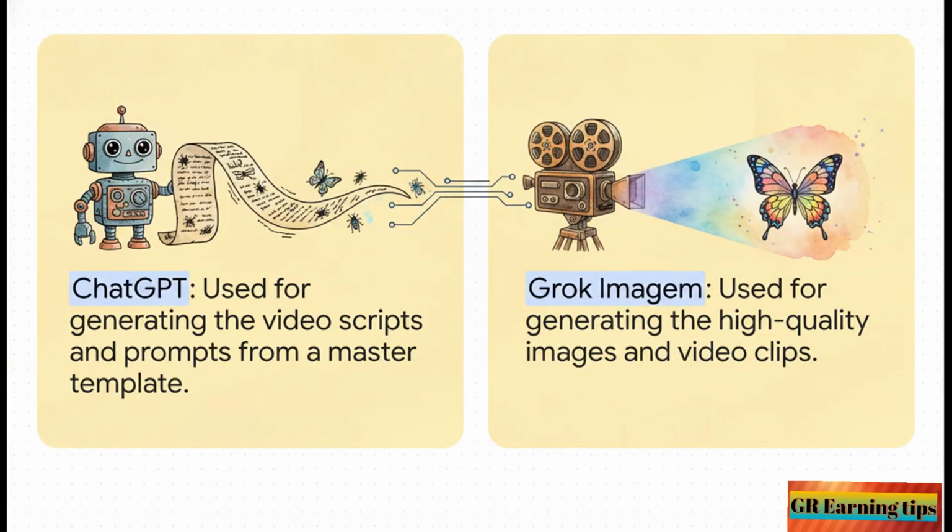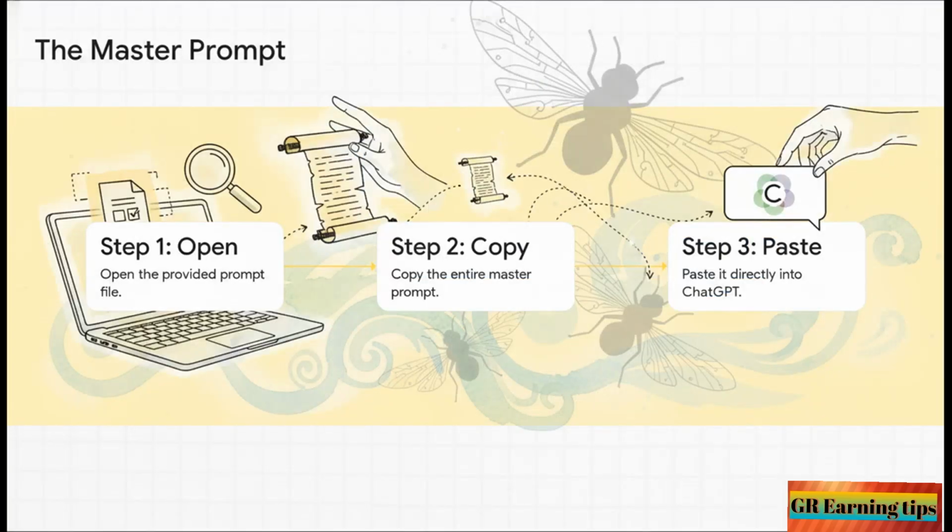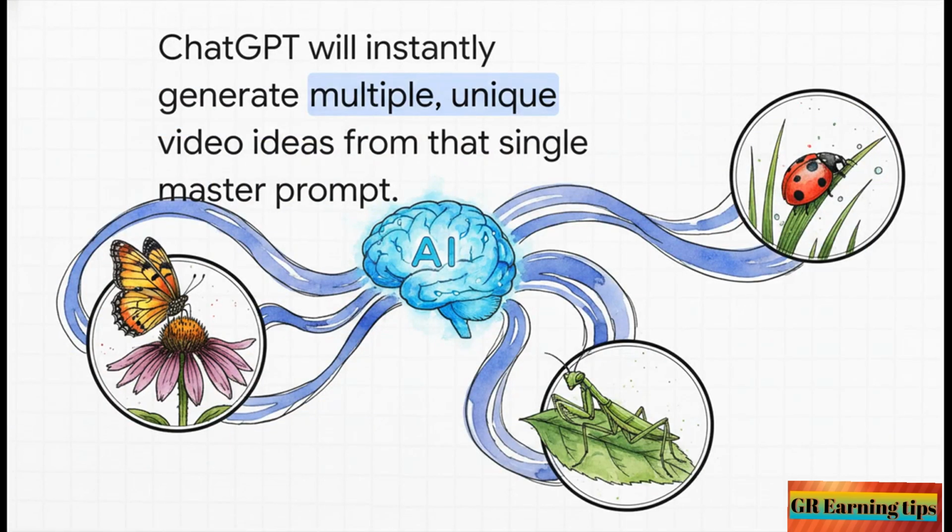And you can make this whole thing with just 2 tools. The best part? They're both totally free. Okay, first things first. We're going to generate our ideas and scripts using ChatGPT. You're just going to grab the special master prompt. Yep, copy the whole thing and paste it right in. And just like that, ChatGPT will spit out a bunch of different detailed video scripts, all ready to go.